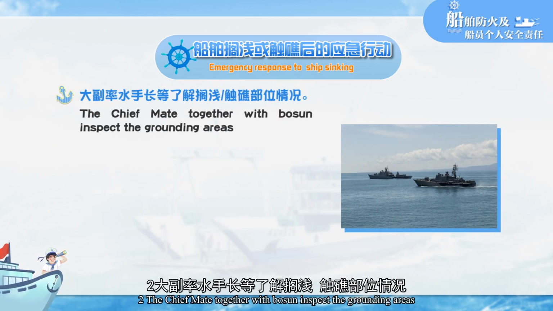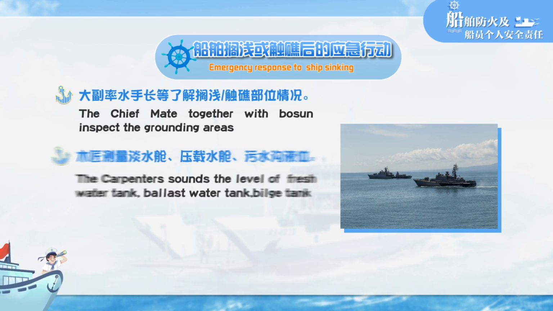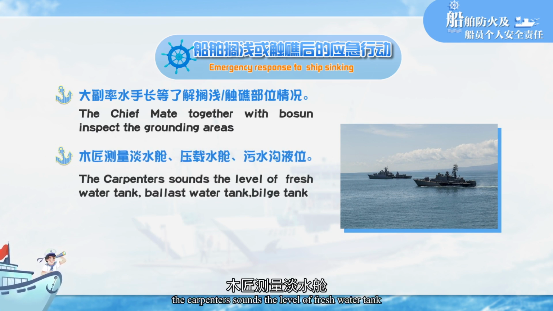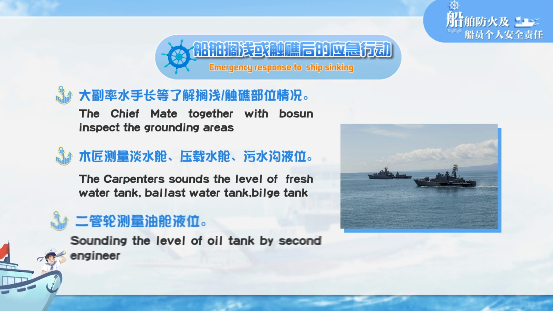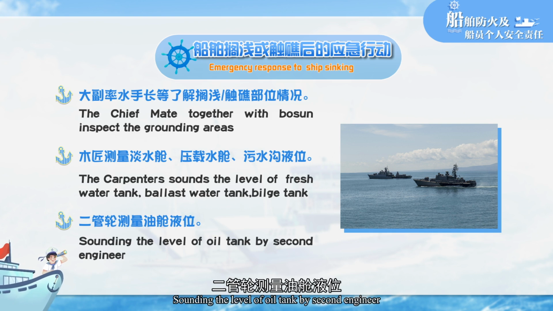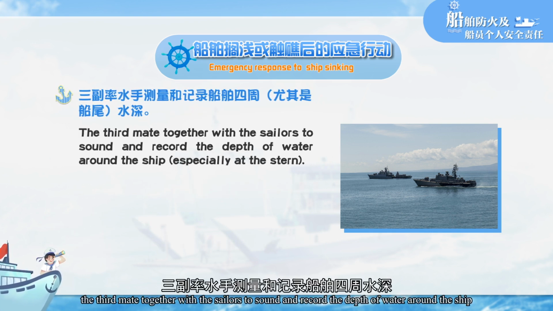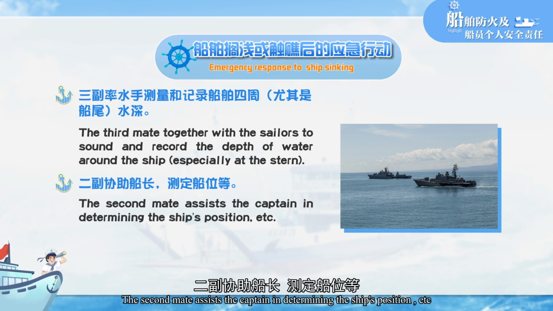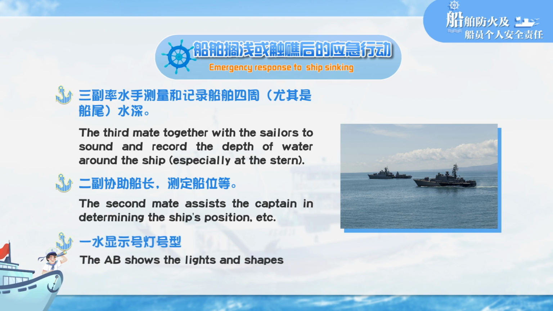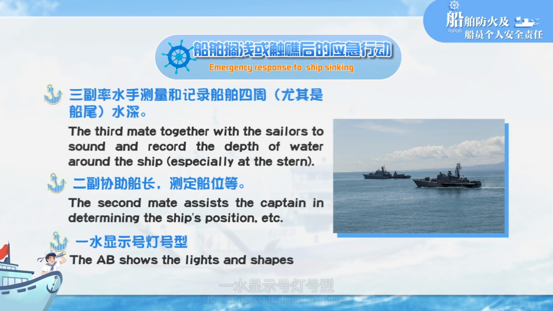2. The chief officer may, together with the bosun, inspect the grounding areas. The carpenter sounds the level of the fresh water tank, ballast water tank, and bilge tank, and the second engineer sounds the level of the oil tank. The third mate, together with the sailors, sounds and records the depth of water around the ship, especially at the stern. The second mate assists the captain in determining the ship's position, etc. The AB shows the lights and shapes.